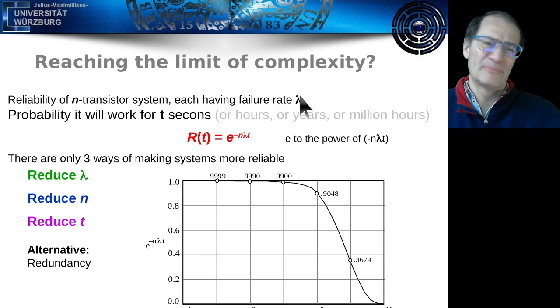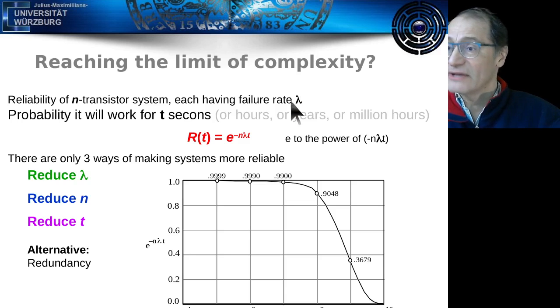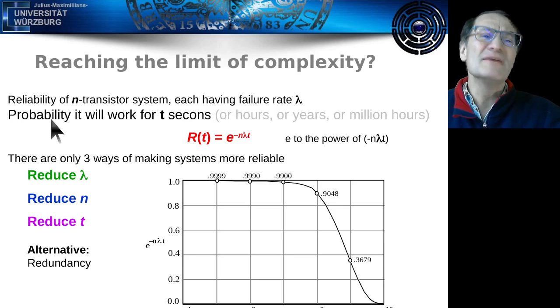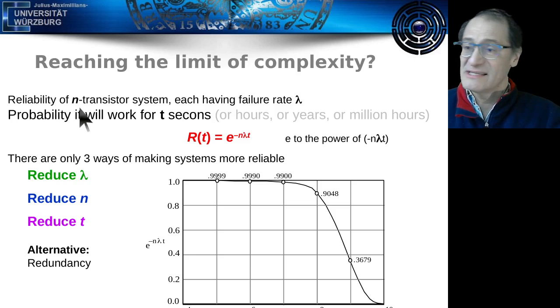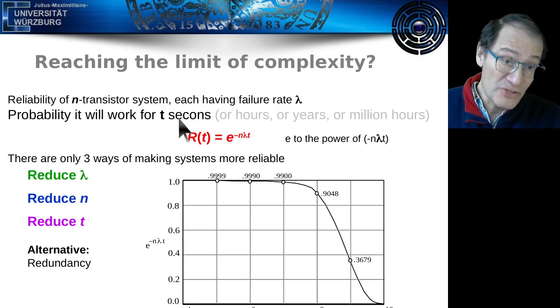So up to now, there is no reliable way to quantify the reliability of software. But now let's talk about hardware, in this case transistors, and millions of transistors. Let's say the reliability of a system with n transistors, where n is in this case millions or billions, and each of them has a failure rate of lambda. What is the probability it will work for 10 seconds or hours?